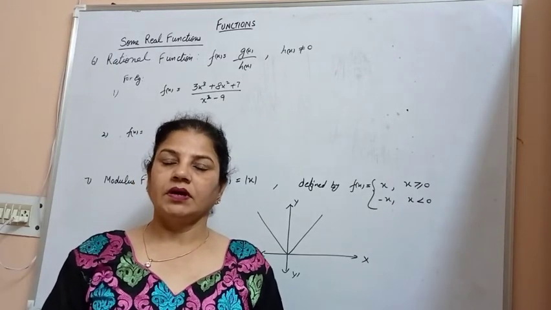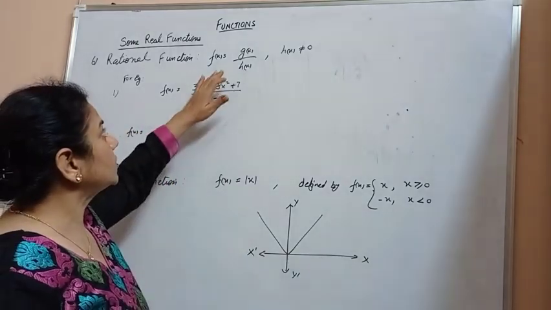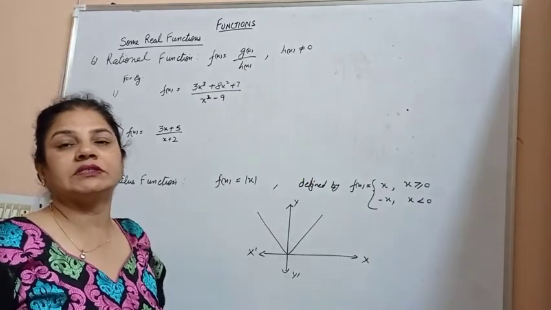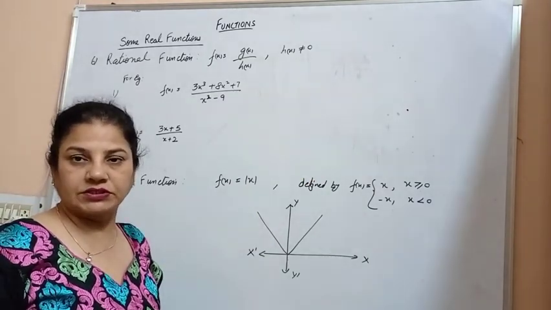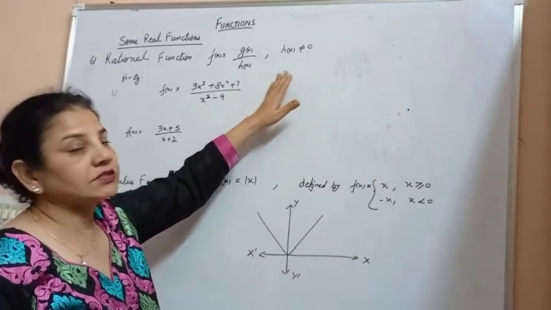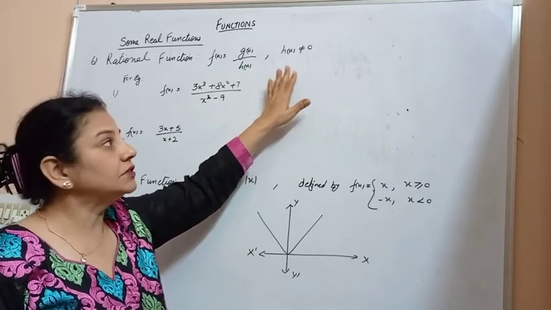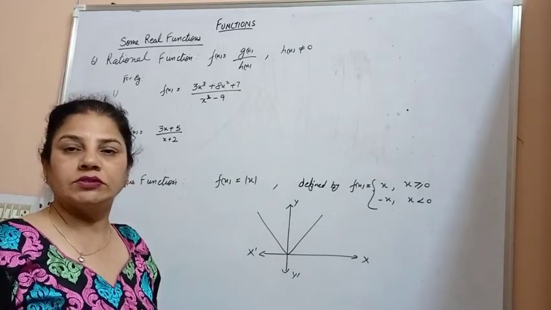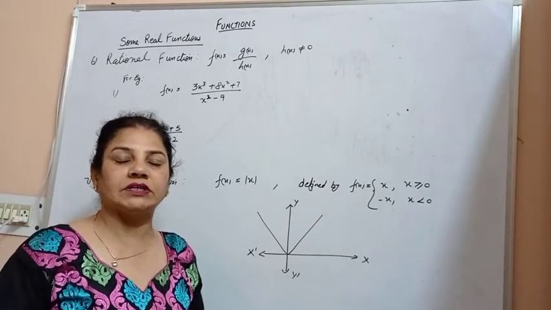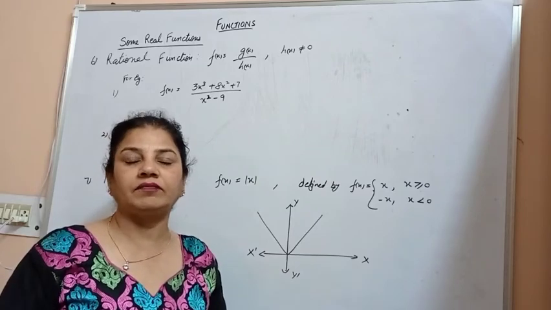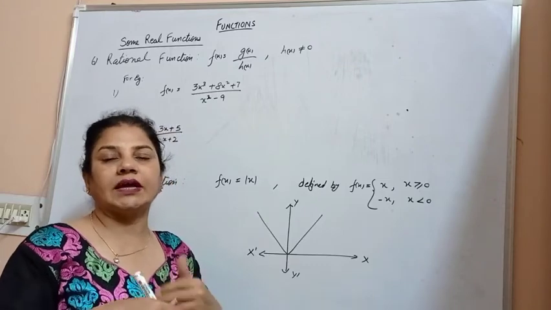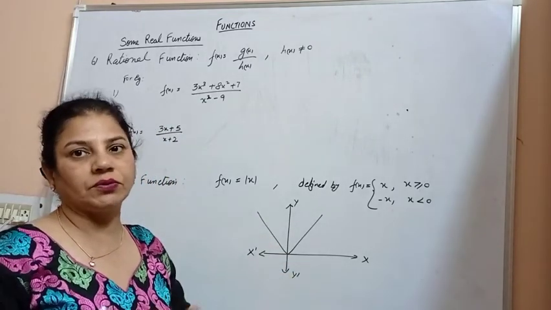Rational function: a function defined by f(x) = g(x) upon h(x), where h(x) is not equal to 0. A rational function basically depends upon two functions. In this particular case, g(x) and h(x) are the two functions where h(x) should not be equal to 0. That means the denominator function should not be equal to 0 in the case of a rational function. The graph for a rational function is the same as for a polynomial function: there is no single particular graph. For every function, we have a different graph, so it depends upon the function, and the graph automatically changes according to the given function.